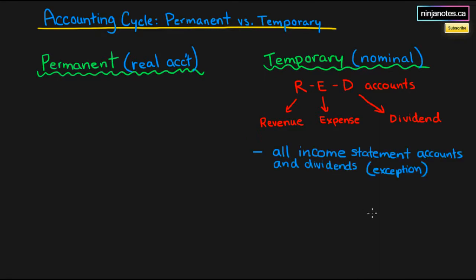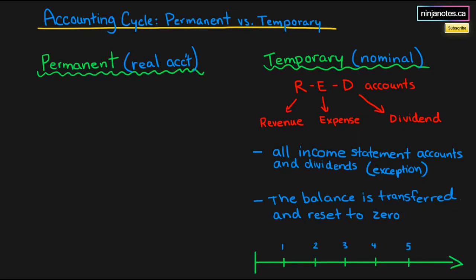Those accounts are income statement accounts, except for dividends, of course, which show up on the retained earnings statement. So just remember that acronym and you should be good for remembering temporary accounts. And I wanted to note that the balance of these temporary accounts, like I said earlier, is transferred out and reset to 0. Let's see what I'm talking about by looking at a timeline.